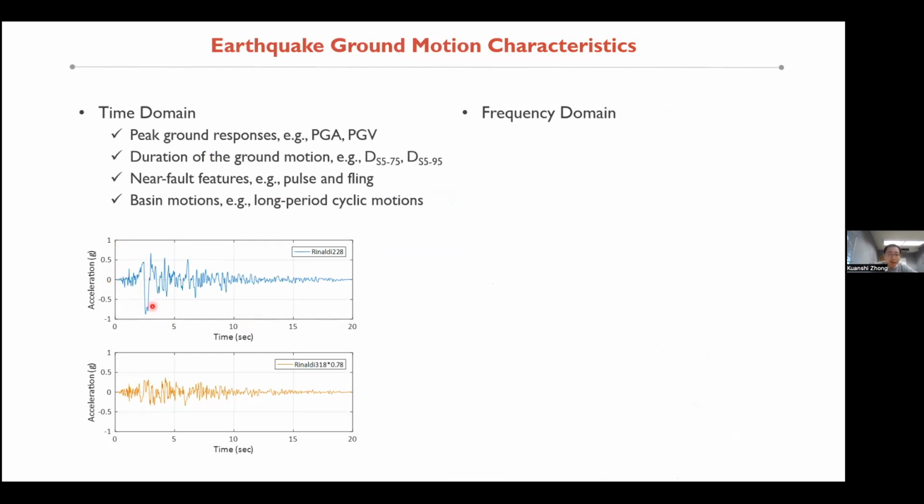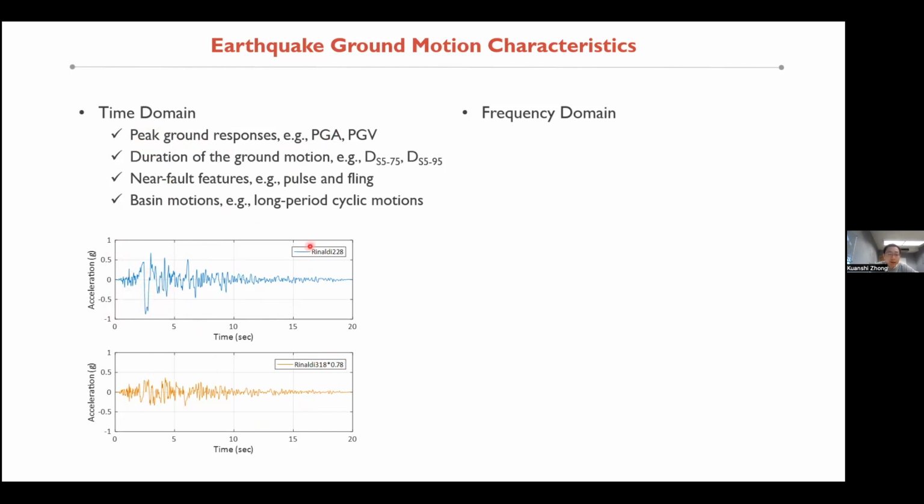So you can see the top figure shows one record in the north-south direction, and the bottom is in the east-west direction, with a slightly different scale. If we look into how to describe this ground earthquake shaking, we just pick up the peak value in the time history, which are the peak ground responses, such as peak ground acceleration. For instance, I just read the maximum value from these two figures.